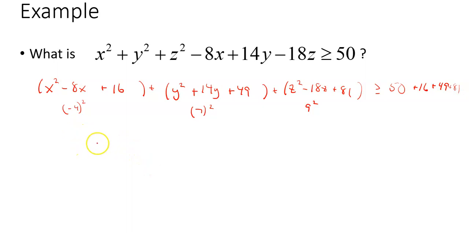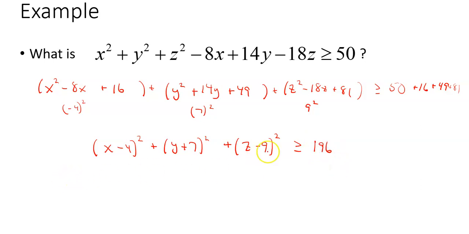You realize now all three of these pieces can be factored. So this first one is x minus 4 squared, which I know because I set it up so that taking half of negative 8 gives me negative 4. That's the same negative 4. All right, this guy will end up being y plus 7. That third one will end up being z minus 9. Right, each of them squared, greater than or equal to. Now I got to add these 4 numbers on the other side and see what I get. So I get 50, I get 16, 49, 81, 196.